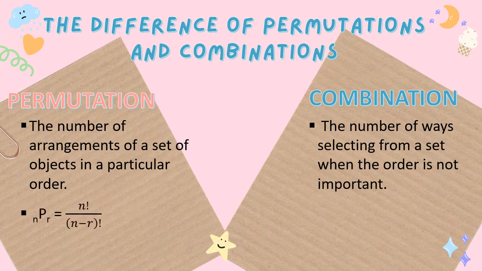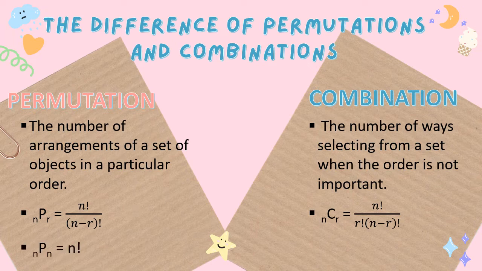Great! Their formula. So in permutation of n taken r at a time is equal to n factorial divided by the factorial of the difference of n and r. While in combination, ayan, combination of n taken r at a time is equal to n factorial divided by r factorial multiplied by the factorial of the difference of n and r. Kung napansin ninyo, pagdating sa combination, may nadagdag na r factorial sa denominator. Ano pa? Ano pa sa tingin ninyo yung difference ng dalawa?